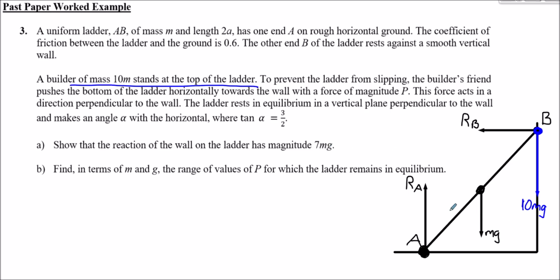And of course, this is length A, like so. So next it's saying, to prevent the ladder from slipping, the builder's friend pushes the bottom of the ladder horizontally towards the wall. So presumably just this bloke or something, or woman, is holding the ladder here with their foot.